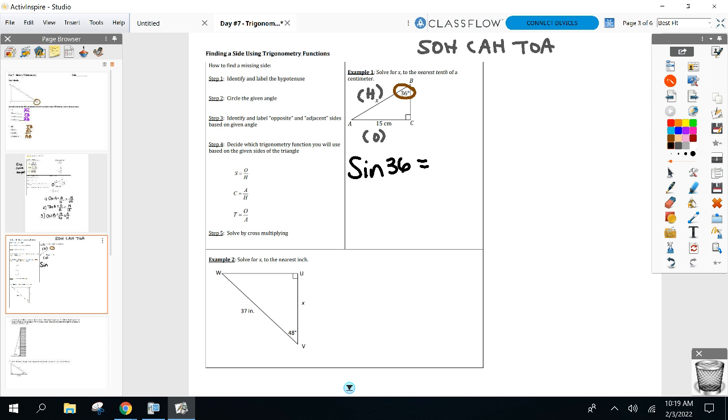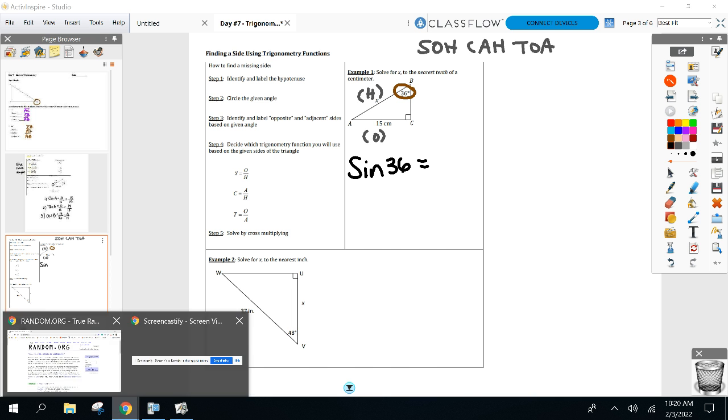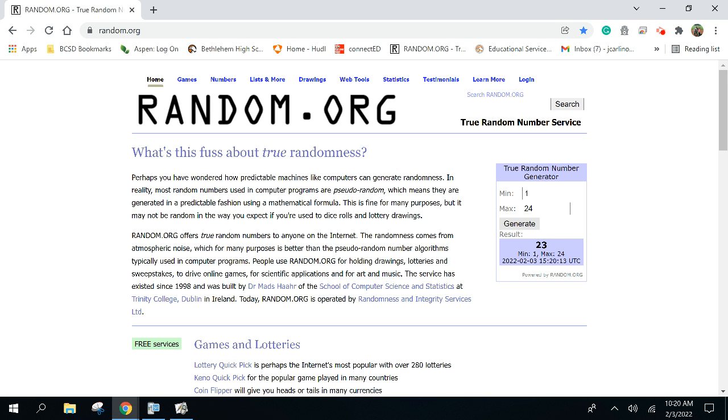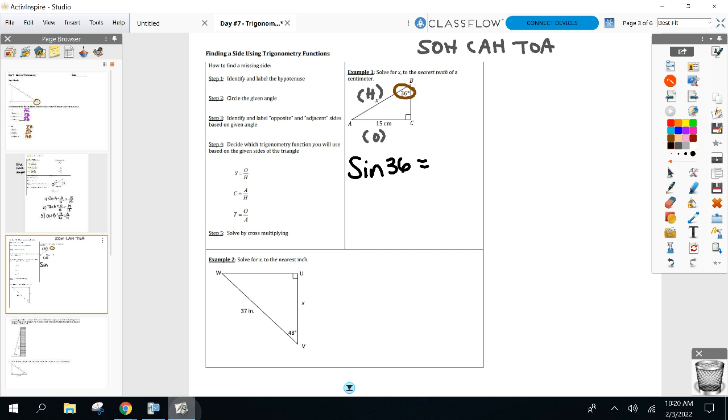what's the ratio equal to? Opposite over hypotenuse. So put your numbers there in variables. Opposite over hypotenuse, and it makes it easy because you already labeled them. What's that ratio going to look like? 15 opposite over X hypotenuse. Perfect. Good. You just made an equation to solve.